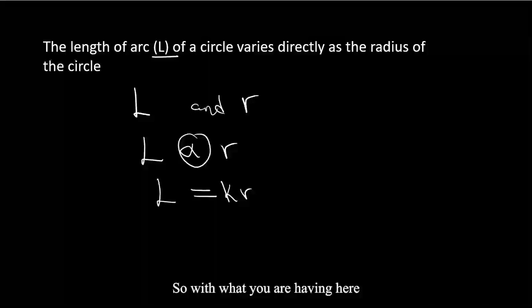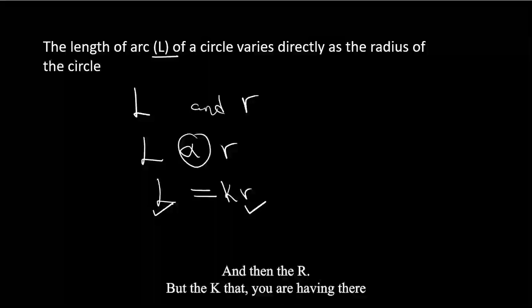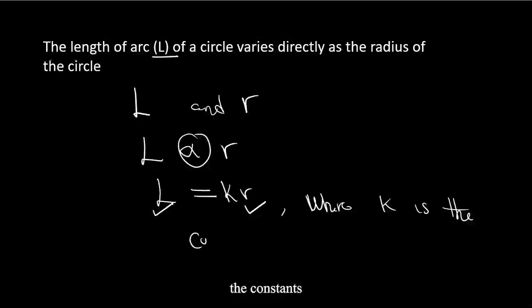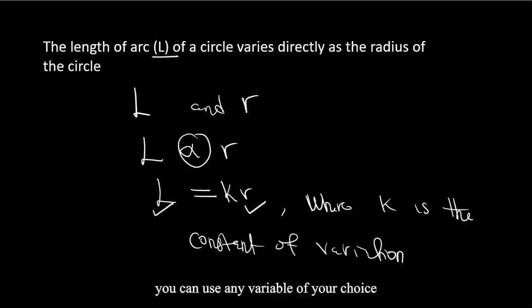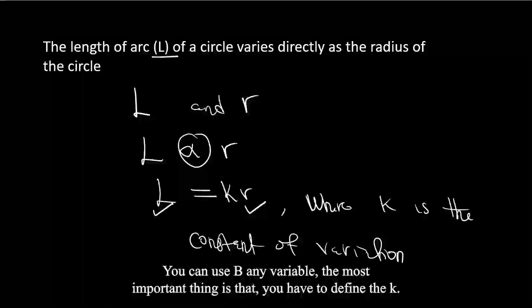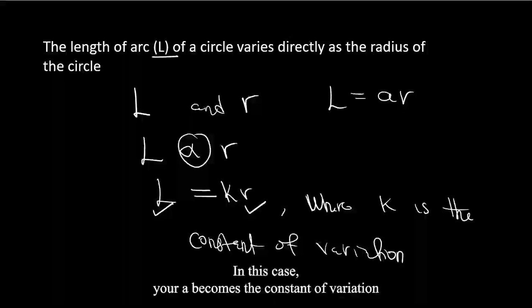So with what you are having here, the two main variables are L and R, but the k that you are having there is the constant of variation. You can use any variable of your choice to represent the k. You can use A, you can use B, any variable. The most important thing is you have to define the k. So you can have L is equal to AR. In this case, your A becomes the constant of variation.